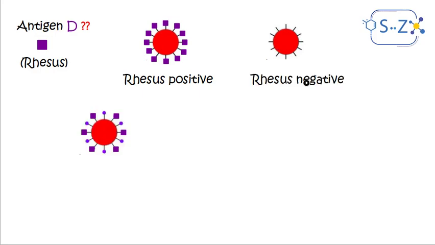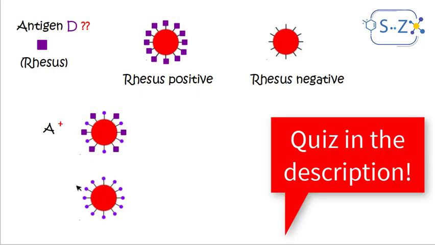So let's say, for example, a person has antigen A and antigen D, or the rhesus antigen, on the surface of his red blood cells. What will he be? A positive. That's right. Another example: if a person has antigen A but doesn't have the rhesus antigen on his red blood cells, what will his blood group be? Of course, his blood group will be A, and since he doesn't have rhesus, he will be A negative.